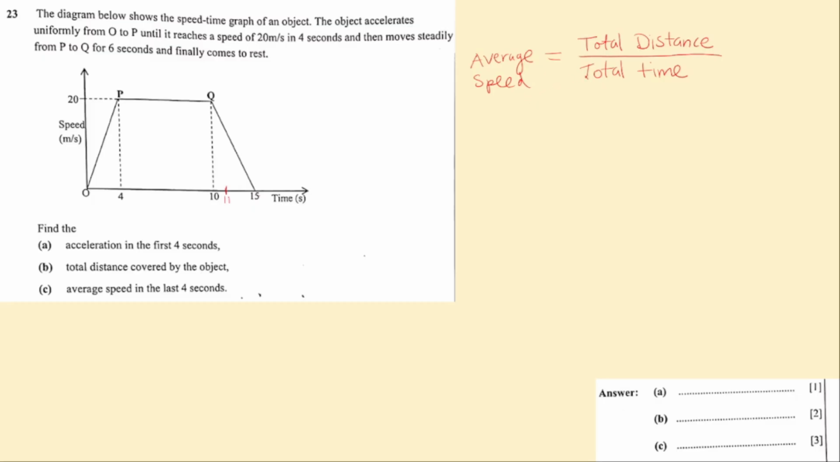So the total time in that interval from 11 to 15 is 4 seconds. The total distance should be, okay, it's not a perfect triangle, but should be the area of this triangle. What we don't know is the height of this triangle.